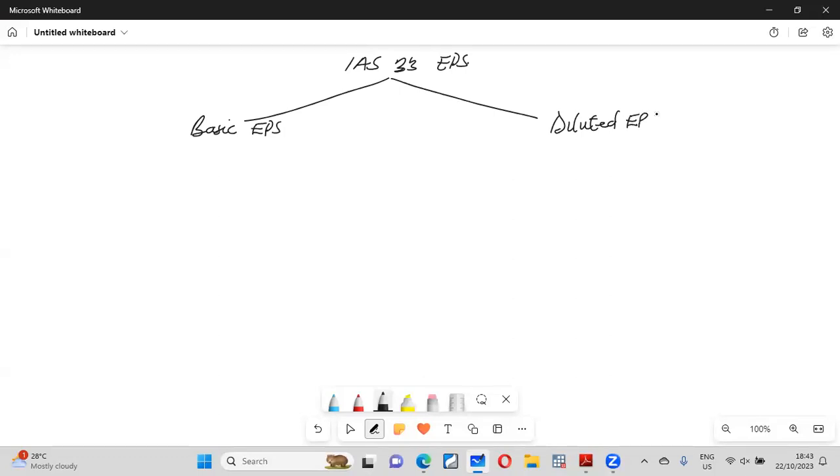We want to do earnings per share, IAS 33. EPS, earnings per share. Now, earnings per share, we have basic earnings per share, and we have diluted earnings per share. All right. Now, the basic earnings per share, we are going to do when the company issues the share at full market price.